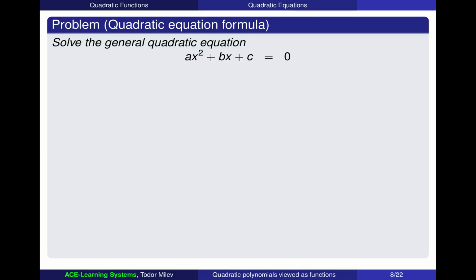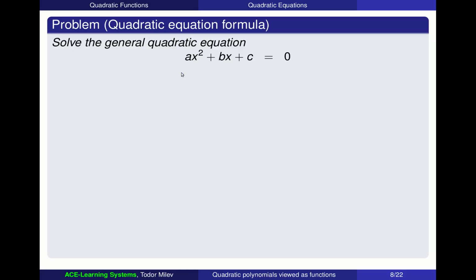The purpose of this slide is to derive the famous formula for the solution of the general quadratic equation. If you have seen this formula before, I hope this will be a good refresher of the theory. And if this is the first time that you're seeing the formula, please bear with me. So, how do we solve a general quadratic equation ax squared plus bx plus c equals 0?